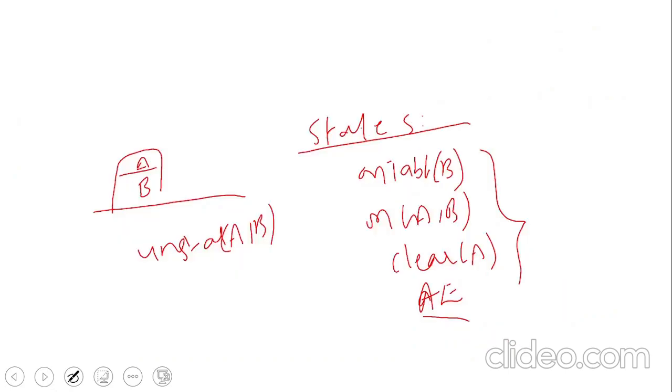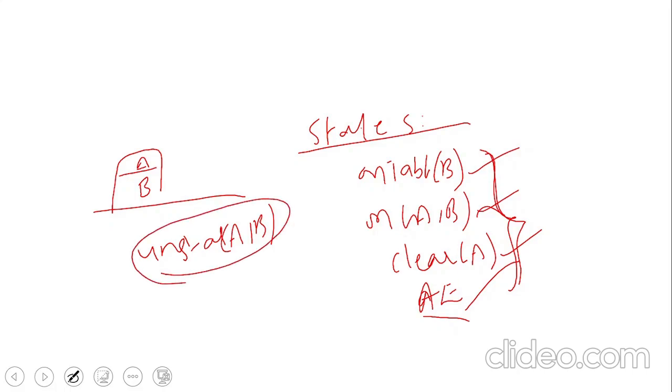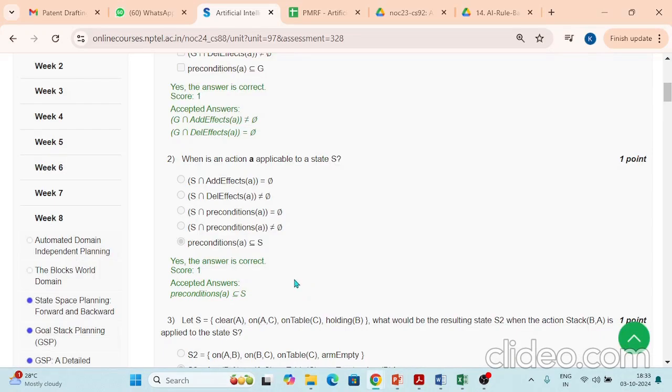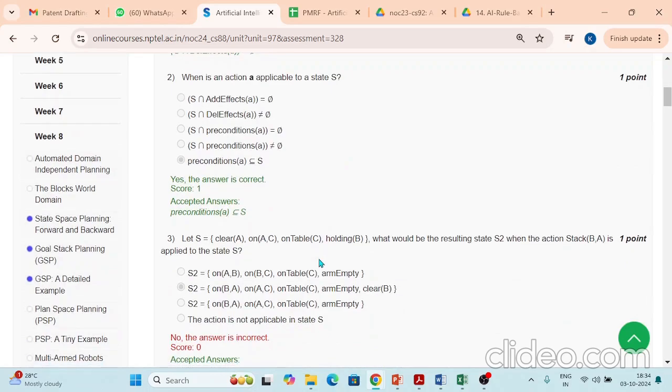Now all the preconditions are satisfied, all the conditions are in the state S. On A B, on table B, clear A, arm empty. So all these three are satisfied. So I can perform the action stack A B, meaning that I can perform an action if the preconditions belong to, or are a subset of, the state S. That is the meaning of that.